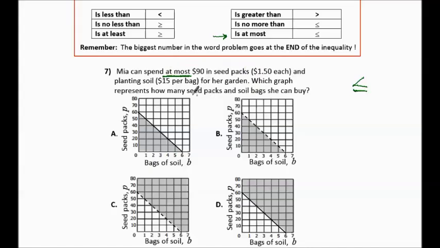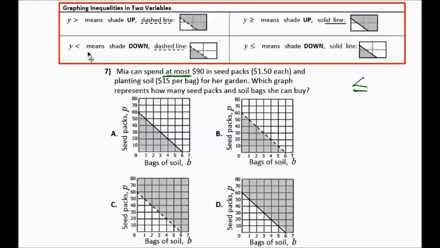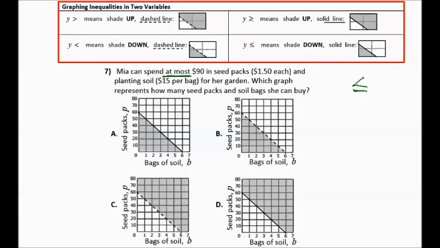You don't even need to know how to set this up into an equation. All the information that you need is right here. If it says less than or equal to, remember the direction of the shading for that. That should be shading down, right here, shading down with a solid line. So anything that shades up can immediately be disqualified because we're not shading up, we are shading below the line. And if the inequality has an underline, it should not be dashed, it should be solid.